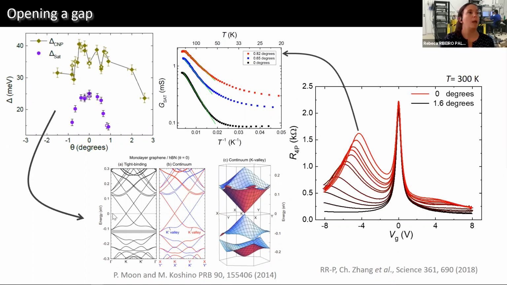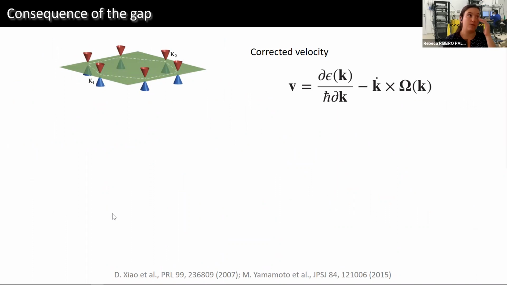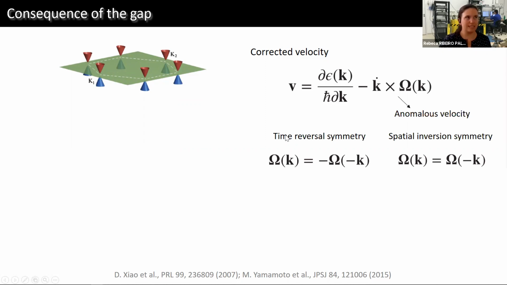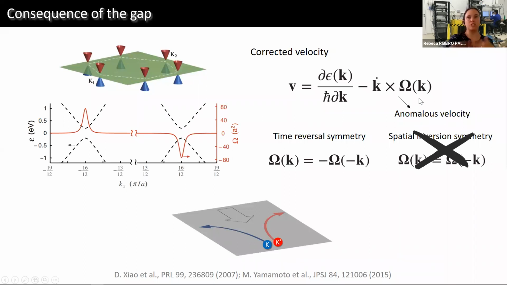But now, if we have our band structure that has been modified, then we have the opening of the gap at the charge neutrality point, for example, and we can now have access to the value of the Berry curvature, which we didn't have access to before because the system had time reversal symmetry and spatial inversion symmetry. Now, by adding the BN and aligning the two systems, we got rid of the spatial inversion symmetry, and we finally get access to this Berry curvature. Now, what will happen when this Berry curvature is not zero anymore? What will happen here is that this will give to the carriers an anomalous velocity, and this anomalous velocity, importantly, will be opposite in each valley.